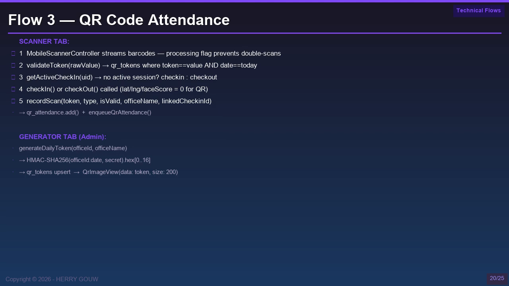In the Admin Generator tab, tapping Generate computes the HMAC SHA-256 token, upserts it to Firestore, and displays it as a QR image that employees can scan.